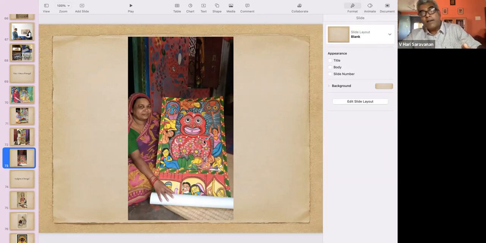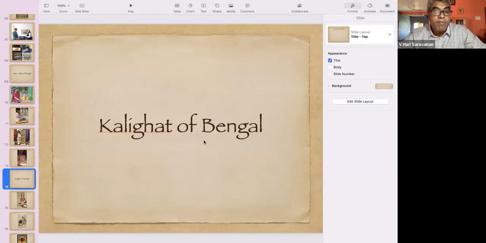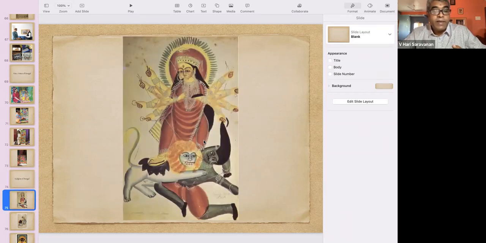Now, one outcome of the Patua of Bengal is the Kalighat painting. The Kalighat painting gets its name from the single-piece rectangular paintings sold outside the Kali temple of Kolkata. This form is mainly a depiction of goddess Kali, which pilgrims used to buy and take back home. Interestingly, this form was also used for the freedom movement.